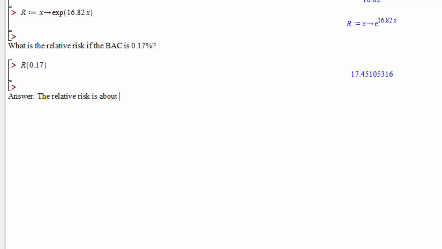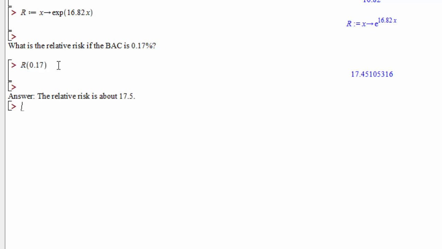So now you can, of course, use this to answer questions. We can ask for the relative risk if the blood alcohol content is 0.17%. Of course, that's just asking what is R of 0.17. And I'm just going to go ahead and round this one off by hand. So the relative risk is about 17.5, which would mean that a person with blood alcohol content of 0.17 is 17.5 times more likely to have an accident than someone with 0 blood alcohol content.